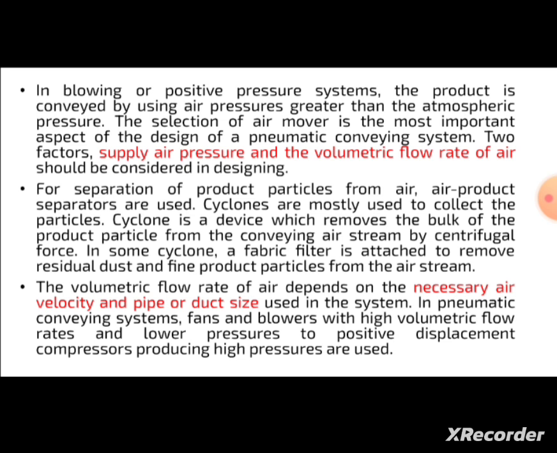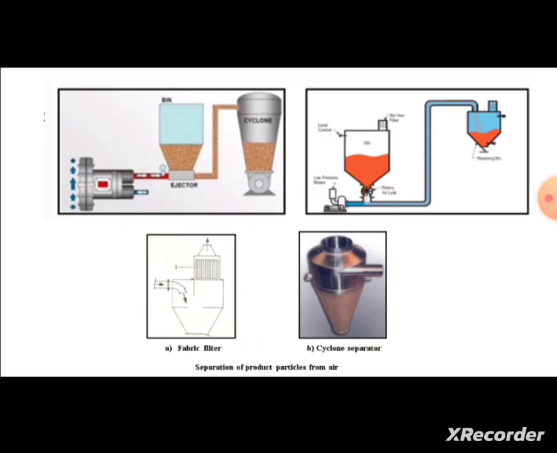The volumetric flow rate of air depends on the necessary air velocity and pipe or duct size used in this system. Fans and blowers with high volumetric flow rates and low pressures, and positive displacement compressors producing high speed, are used. This is the basic diagram of the pneumatic conveying systems. It consists of positive pressure and negative pressure, or combinations of both.